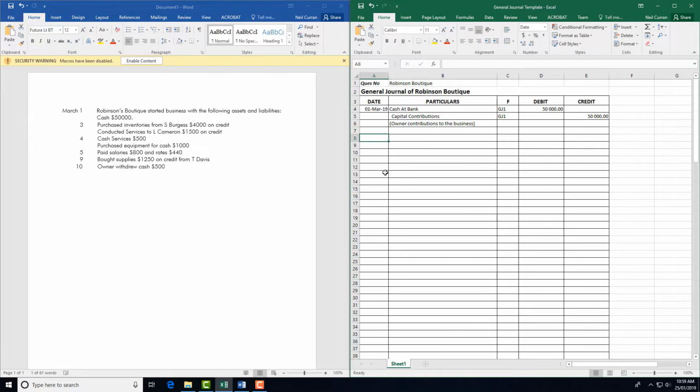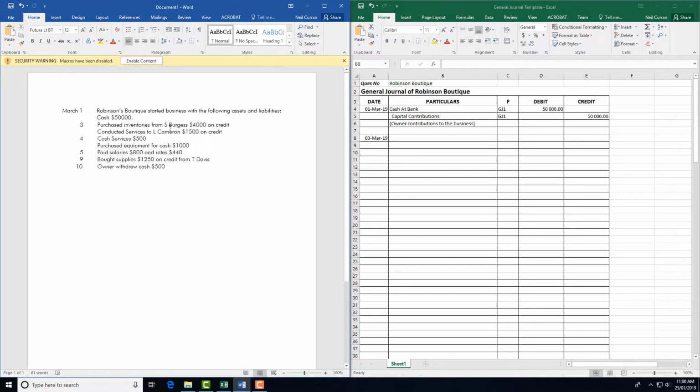Okay, and that's one journal actually done. Now the next journal we are doing is on March the 3rd. Now some of the giveaways here are keywords that you're looking for is purchases here. Okay, so when you see the word purchases, it means you're actually buying something. So the two things which a business can actually buy is either supplies or an asset, okay, or expenses. In this case, we are buying supplies because it actually says inventories, which are former supplies.